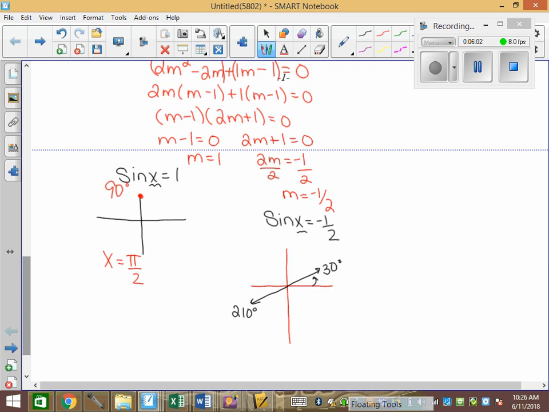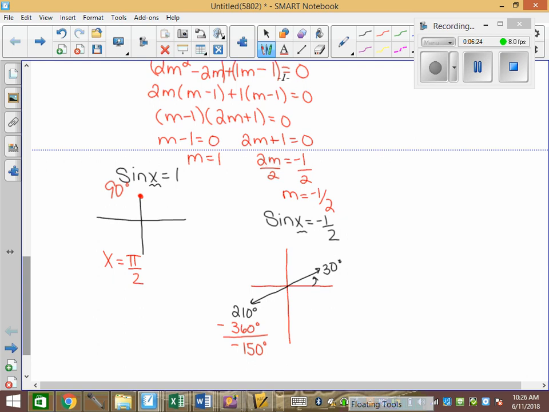So the coterminal to 210, 210's outside the domain, right? The domain's from negative 180 to 180, 210's outside. If I subtract 360 from it, I'm actually going to get negative 150, and that's inside the domain, yes? So if I subtract 360 from 30, we get negative 330 or positive 390, which are both outside the domain.